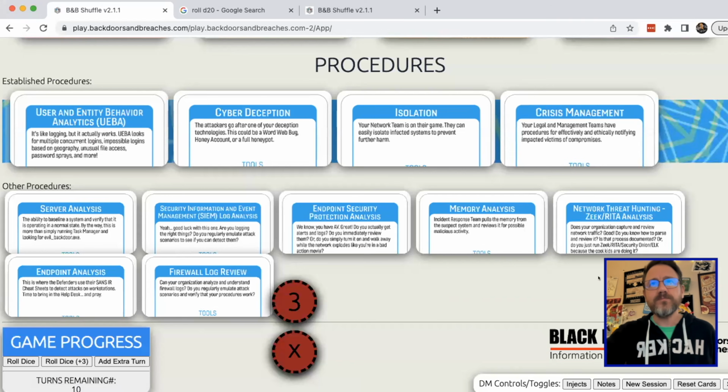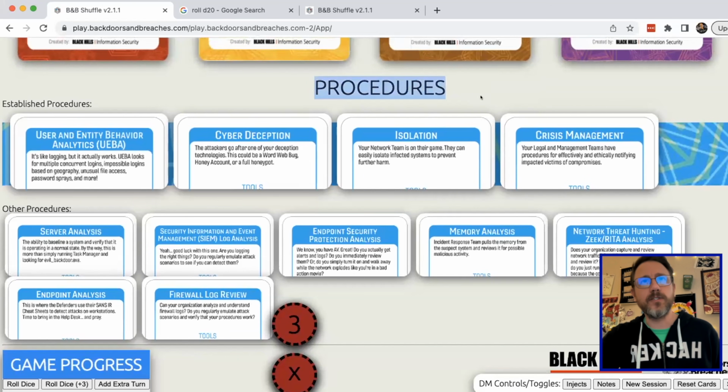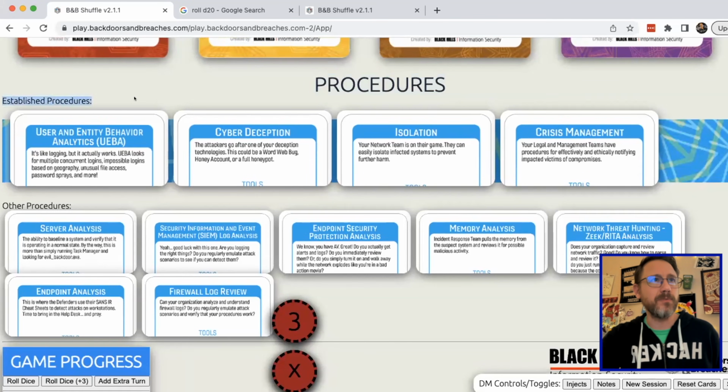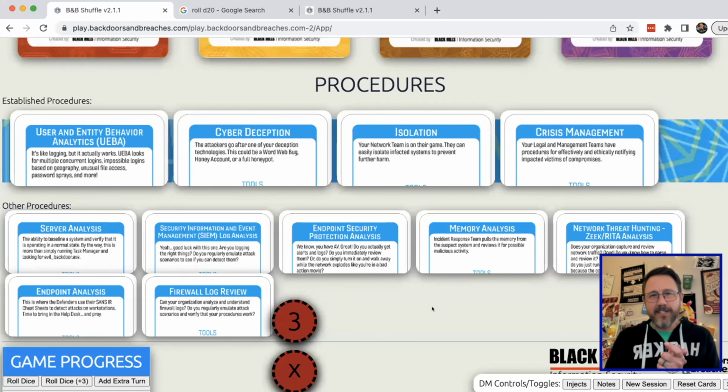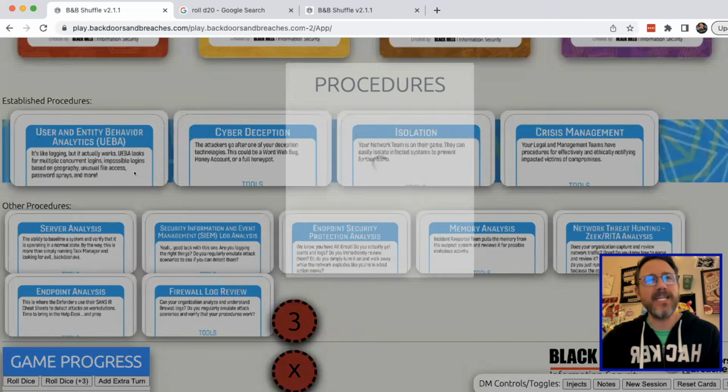And so what happens is the team goes, well, let's go ahead and use some of our procedures. If you see procedures here, we've got established procedures and we've got other procedures. So what we've got right here are all the different incident response Legos you could potentially have at your organization, like user and entity behavior analytics.